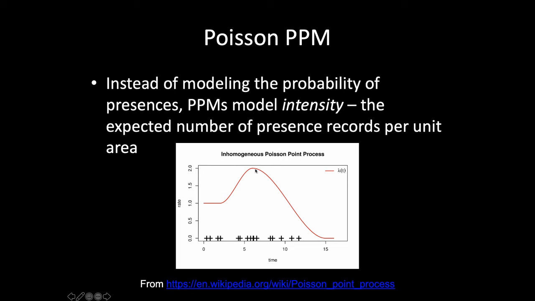So here where its intensity is high, or rate in this case is what it's called, here where the rate is high, you're getting a lot of points, and where the rate gets lower, you have fewer points. And so we're not modeling ones and zeros on these points. We're modeling this spatially varying intensity here called rate.